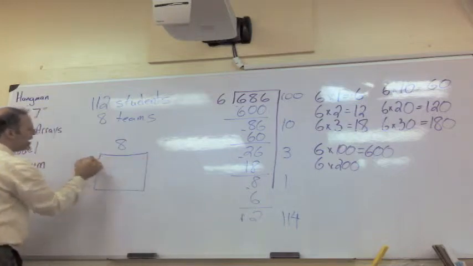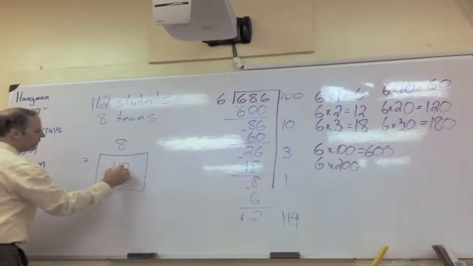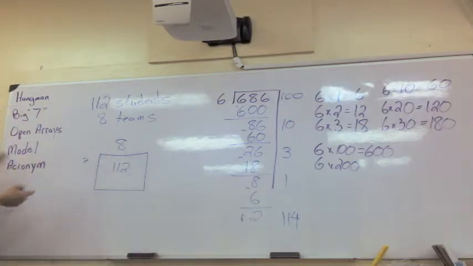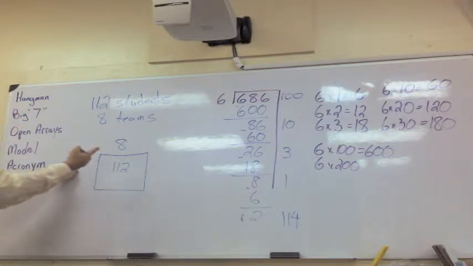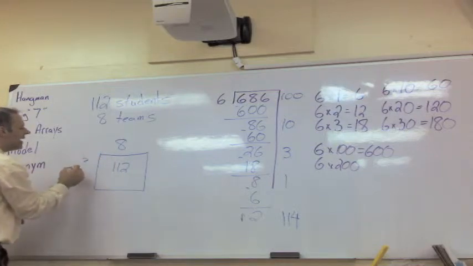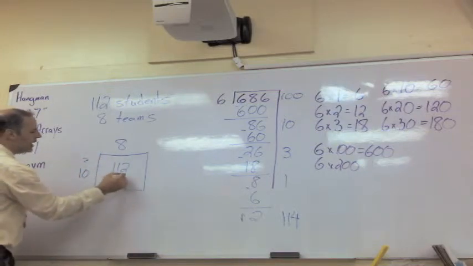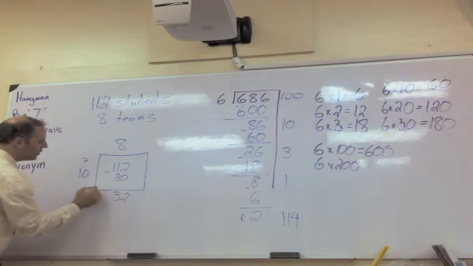Here's our array, and it's 8 times something. We want to get to 112. Well, again, very good fact: 6 times any 10, or now here we're using 8 times 10, or any base 10 number. 8 times 10 is 80. We subtract. We have 32 left over.